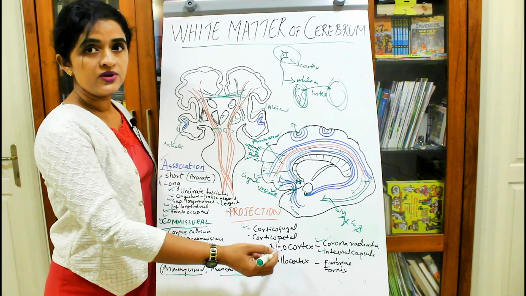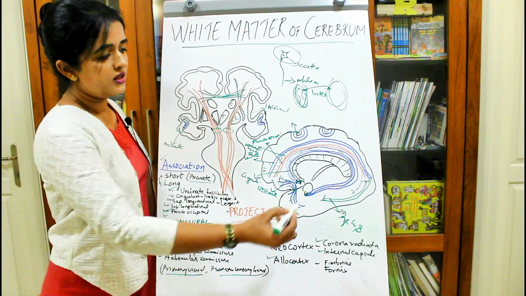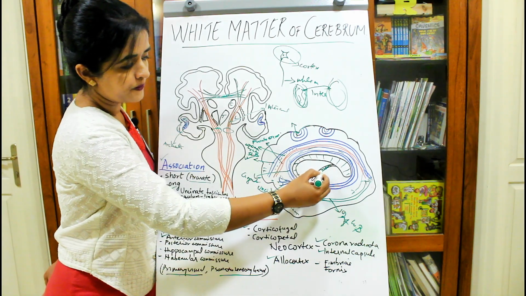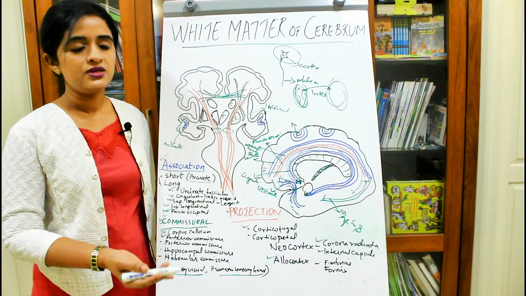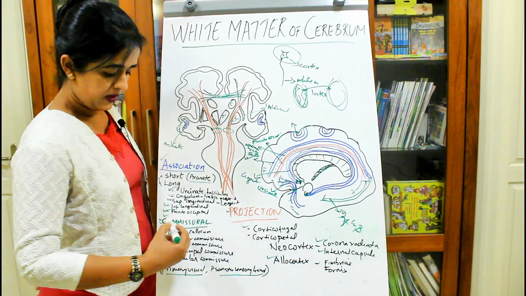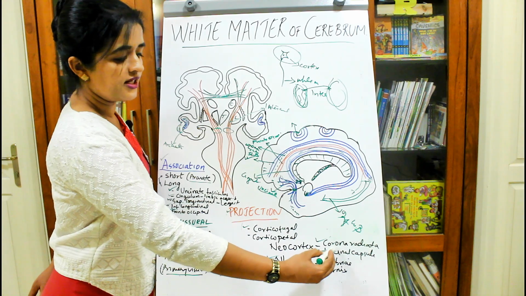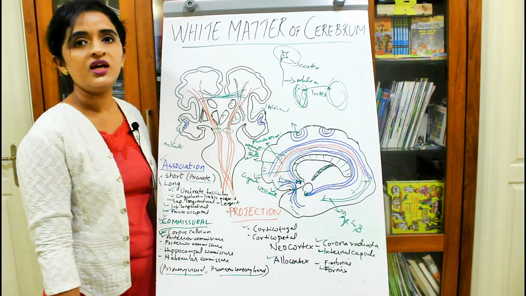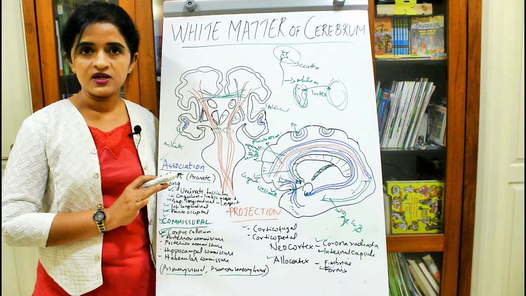Now coming to the fibers of the allocortex, you have the fimbria and fornix. This is the fornix. Out of the fimbria and fornix, we'll be seeing the fornix in detail. You need to know about the corpus callosum in detail, the internal capsule in detail, and the fornix in detail. So this is just an introduction to the white matter of the cerebrum.